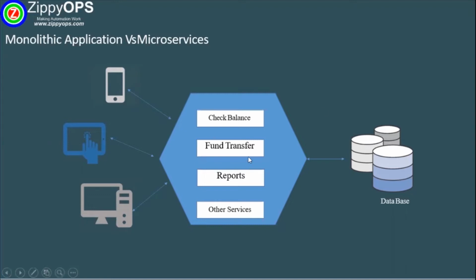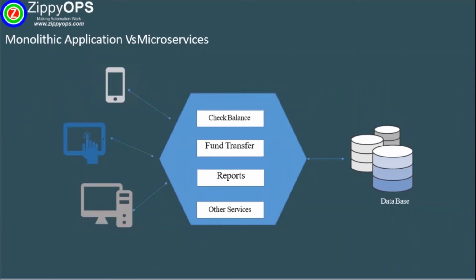Imagine on the first week of the month, I normally get more requests on the check balance and fund transfer. I don't need any resources for the other related services, right? Reporting and other things may not have much load on the first week of a month, right? So in this case, what I'm doing is unnecessarily scaling other components which are not in use.